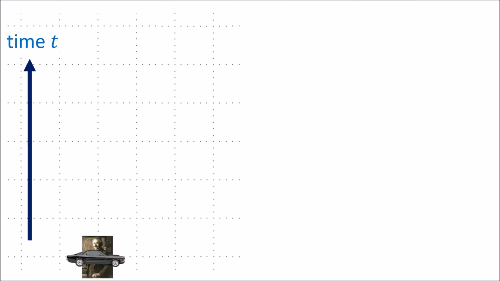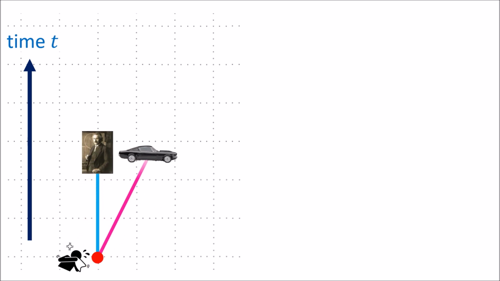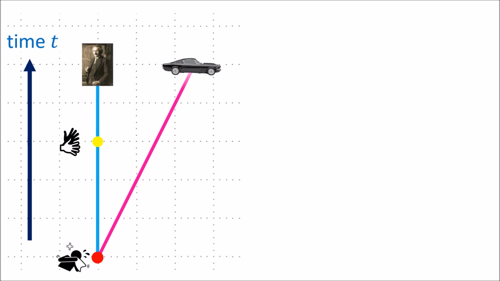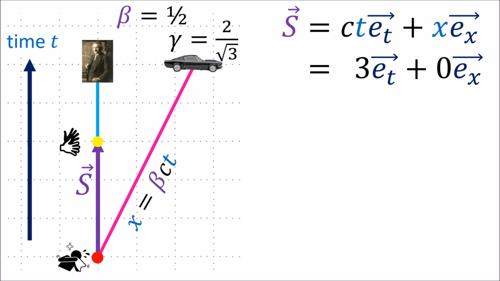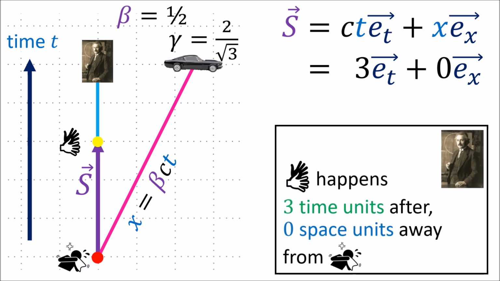So let's say that Einstein and the car start at the same time and place, which is the event where Einstein sneezes. Then, as they start traveling, Einstein claps his hands 3 time units later according to a clock in his own reference frame. Then the separation vector S between the sneeze and the clap is 3et plus 0ex in Einstein's frame. This means that the clap happens 3 time units after and 0 space units away from the sneeze.